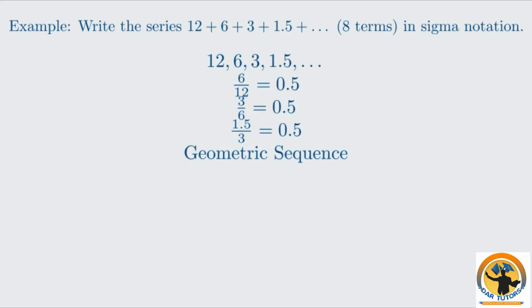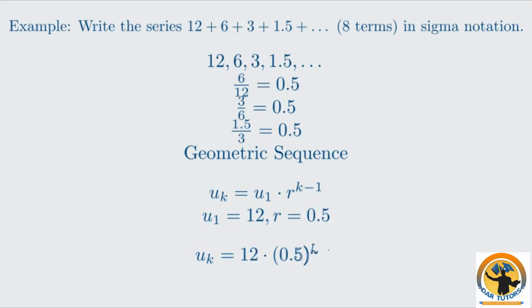For a geometric sequence, the general term, u sub k, is given by the formula u sub 1 times r to the power of k minus 1, where u sub 1 is the first term and r is the common ratio. In our series, the first term, u sub 1, is 12, and the common ratio, r, is 0.5. Now we substitute these values into the formula for the general term. This gives us u sub k equals 12 times 0.5 to the power of k minus 1. This is our general term.